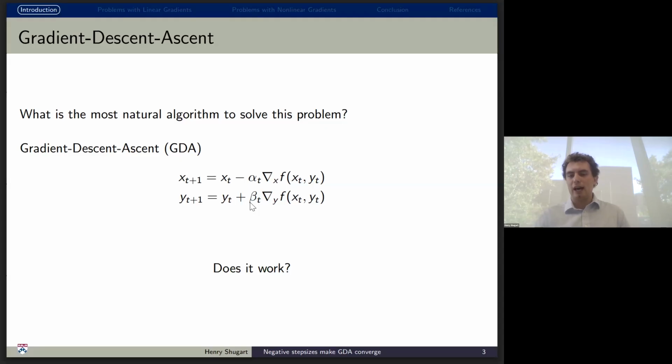So one natural question to ask about this algorithm is, does it work? We know that gradient descent works perfectly fine. And so if we just translate it into this min-max setup, do we continue to get the nice guarantees and the, frankly, easy analysis of gradient descent?